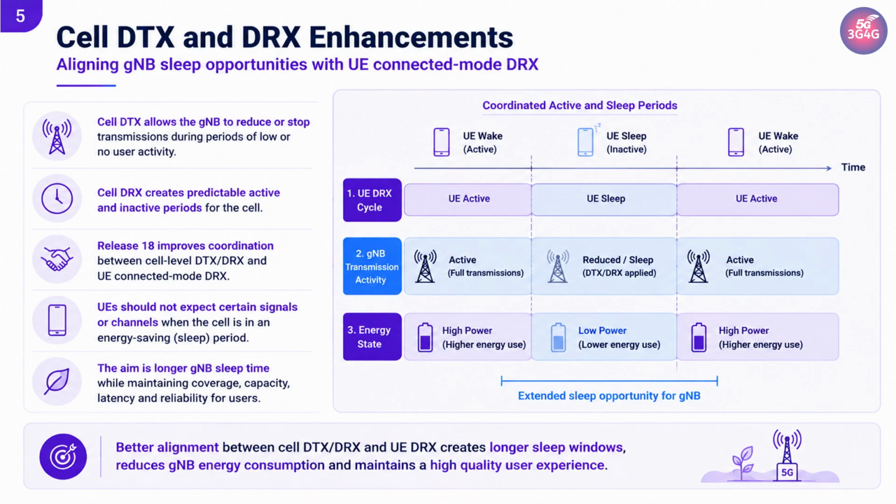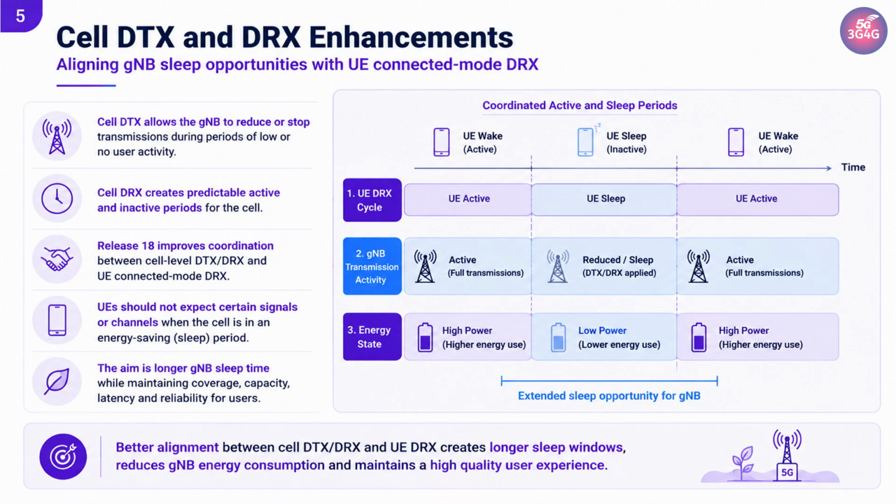Next, let us look at cell DTX and DRX enhancements. Cell DTX means the gNodeB can reduce or stop transmissions during periods of low or no user activity. Cell DRX creates predictable active and inactive periods for the cell. The challenge is coordination. If the gNodeB sleeps at the wrong time, the UE may expect signals or channels that are not available. That can affect connectivity, scheduling, mobility, or user experience.